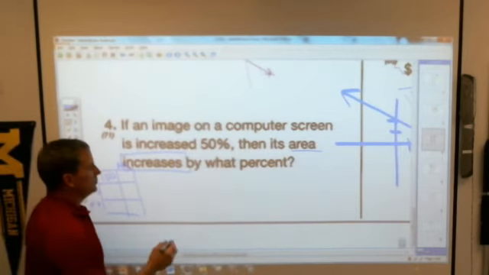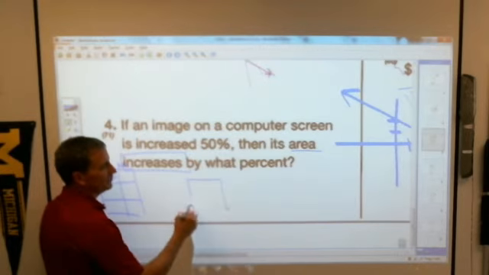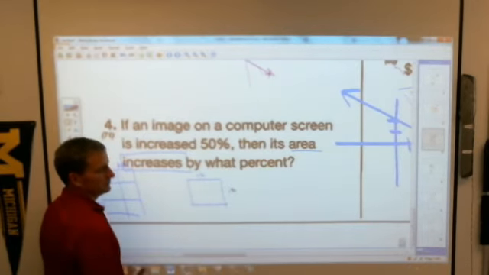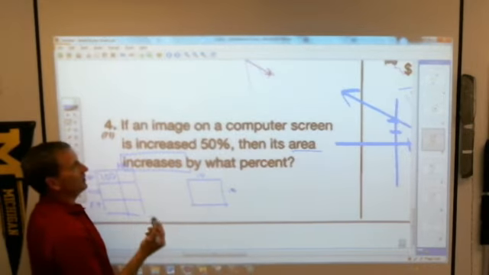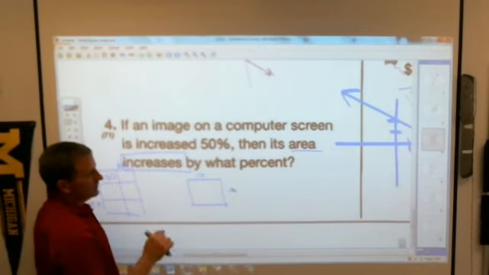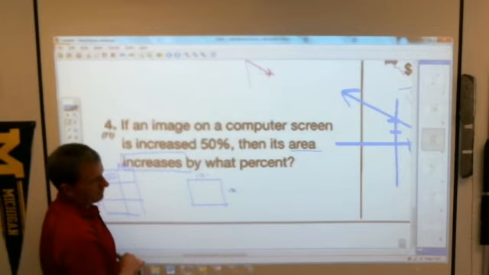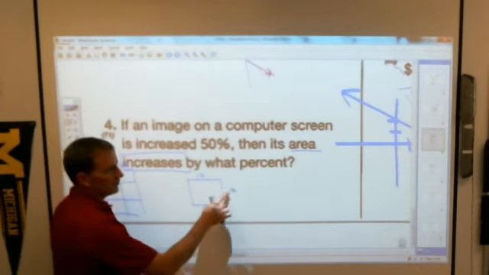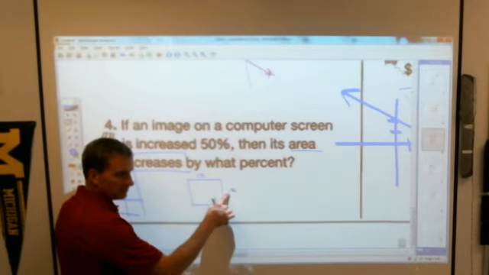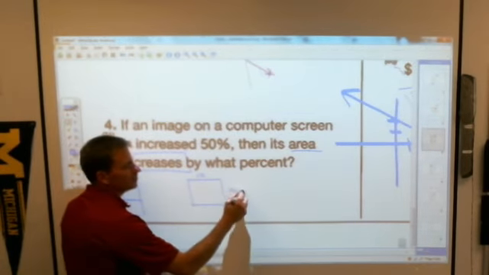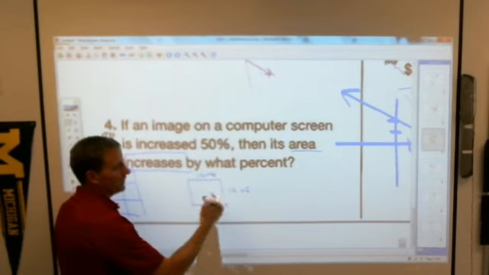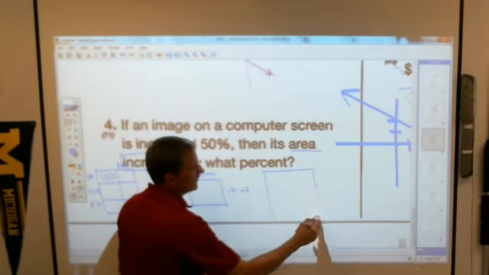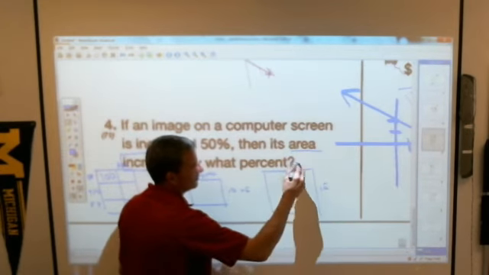So again, we talked about this. You get to make up whatever you want, and I will make up mine, 10 times 10. Now, here's what you have to understand. If you increase the dimensions by 50%, what is 50% of 10? Half of 10 is 5, that's how much you're increasing the dimensions. I'm increasing both by 5, so my new dimensions are 15 by 15. That is an increase of 50%.